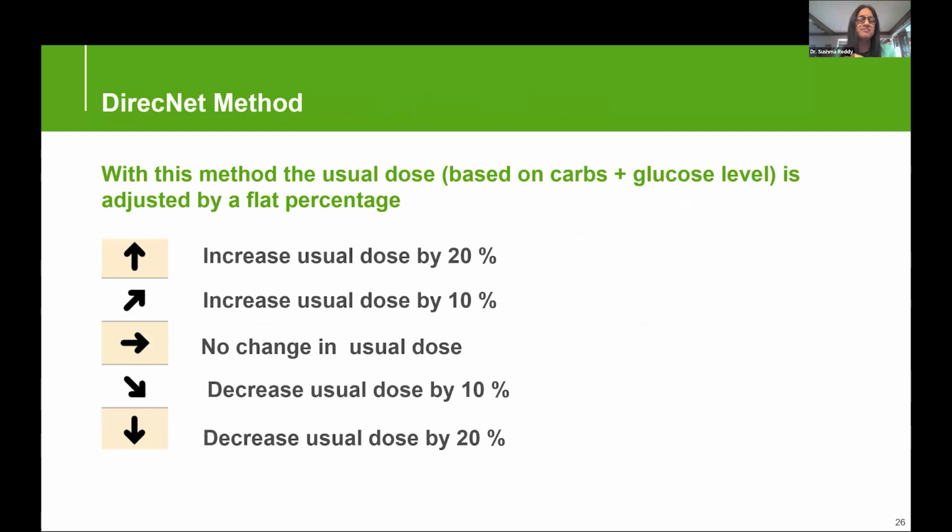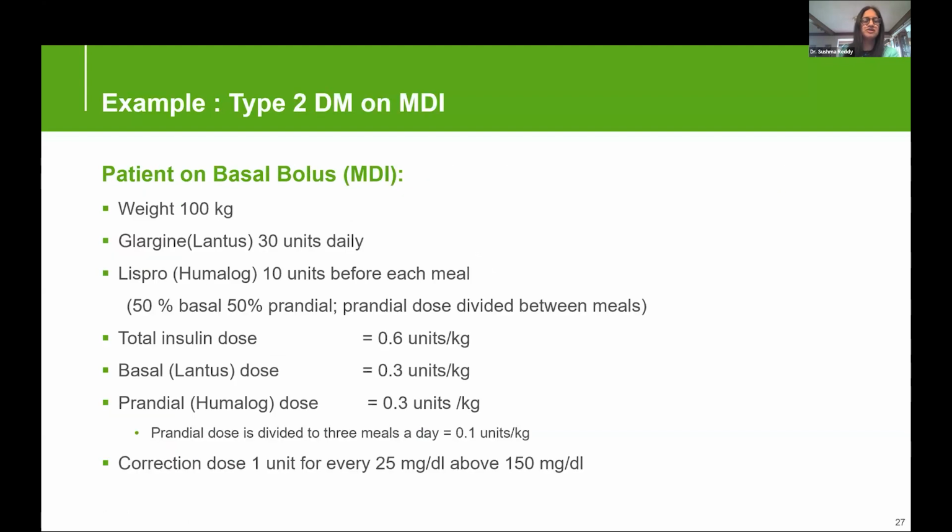So that would be 11. And if the arrow was going straight up, he would increase it by 20%. So that would be 12. And similarly, he would decrease it if the arrows are going down. So let's start with an example, and I'm going to have you give me the answers here.